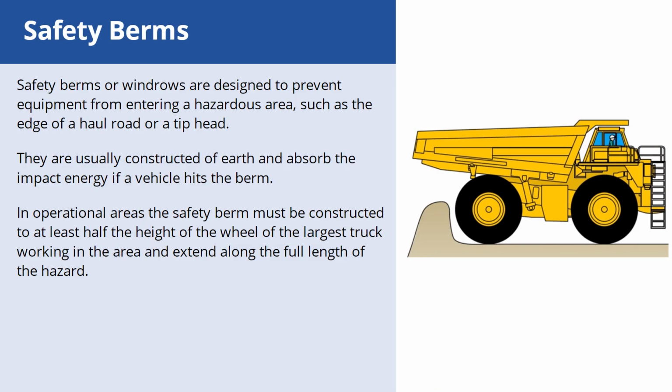Safety berms or windrows are designed to prevent equipment from entering a hazardous area, such as the edge of a haul road or a tip head. They are usually constructed of earth and absorb the impact energy if a vehicle hits the berm. In operational areas, the safety berm must be constructed to at least half the height of the wheel of the largest truck working in the area, and extend along the full length of the hazard.